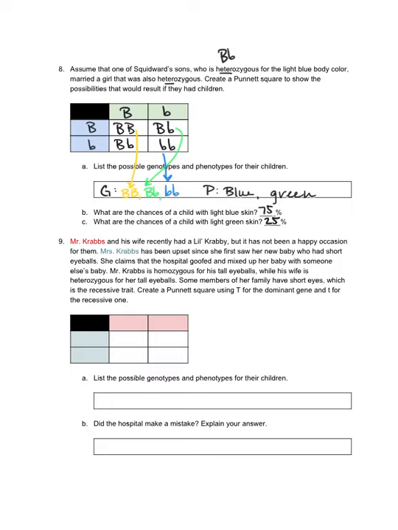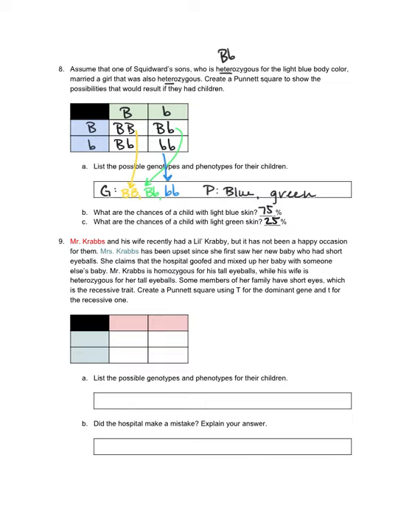It's our last problem. It says, Mr. Krabs and his wife recently had a little Krabby, but it has not been a happy occasion for them. Mrs. Krabs has been upset since she first saw her new baby who has short eyeballs. She claims that the hospital goofed and mixed up her baby with someone else's baby. Mr. Krabs is homozygous for his tall eyeballs, while his wife is heterozygous for her tall eyeballs. Some members of her family have short eyeballs, which is the recessive trait.